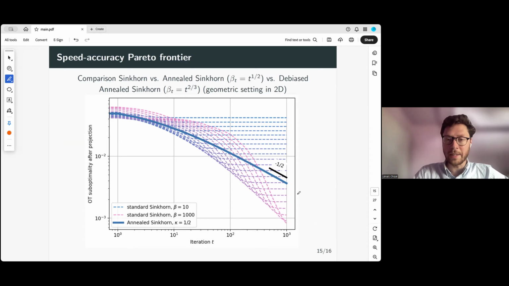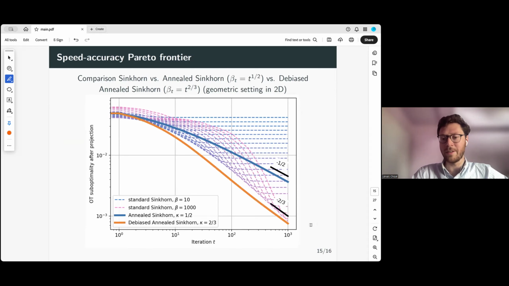And now when you use the annealed Sinkhorn with debiasing, what you get is this curve. So you see that you are very close to the Pareto frontier of Sinkhorn. Sometimes you even beat it. So here, this is a transport problem in a geometric setting. Sometimes you are slightly worse than the Pareto frontier, but in all the experiments I've done, the debiased annealed Sinkhorn was very close to the Pareto frontier of Sinkhorn. And here you get this only with one run of the algorithm, all the optimal speed accuracy trade-offs.